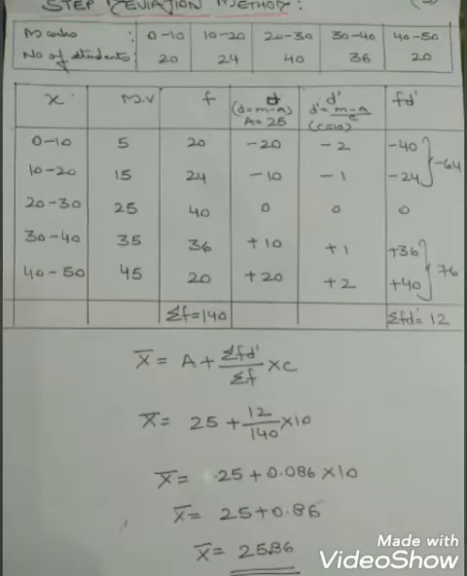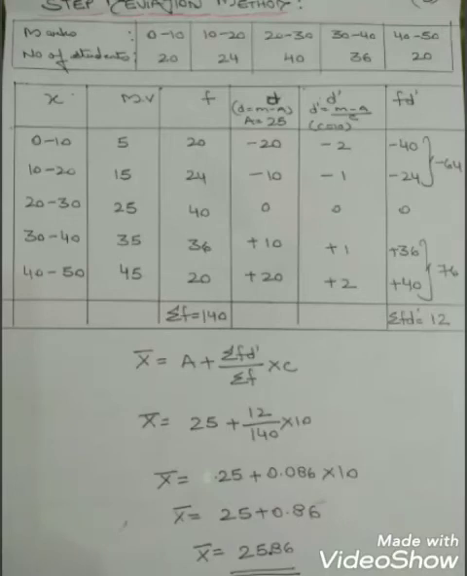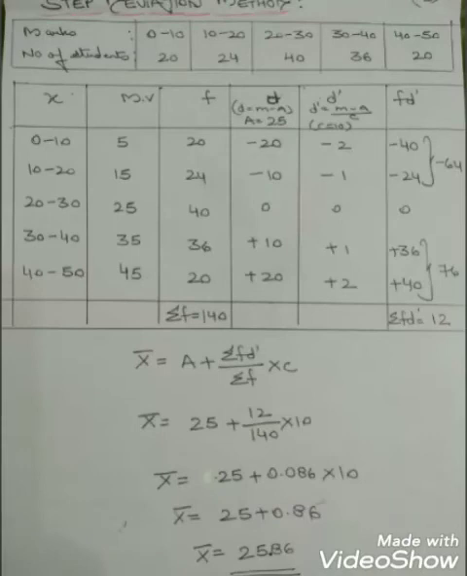Under frequency distribution method, we assume from the mid value. So as I told you, the center number is 25. I have taken 25. So again, you deduct it from the mid value, that is 5 minus 25, you get minus 20. Then 15 minus 25 you get minus 10. Then 25 minus 25 you get 0. Then 35 minus 25 is plus 10, and 45 minus 25 is plus 20.